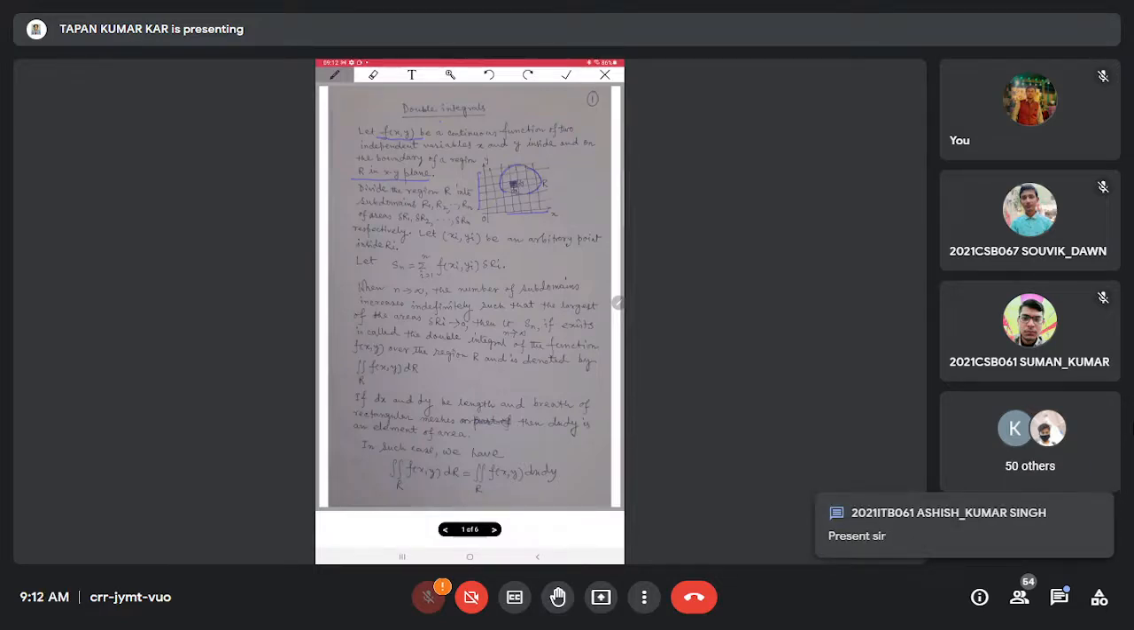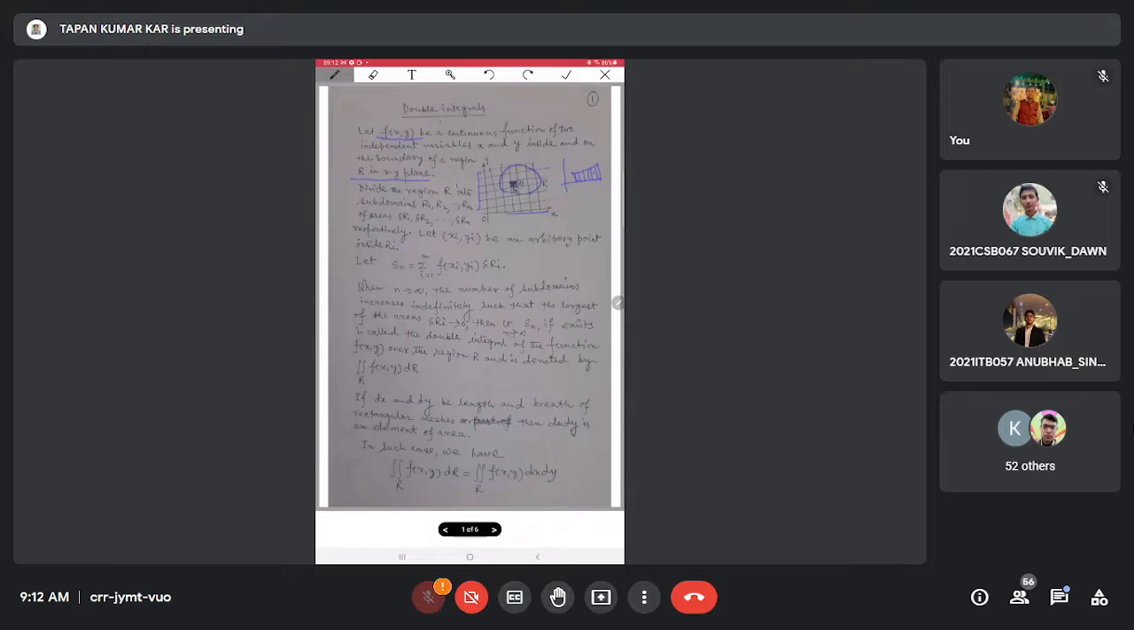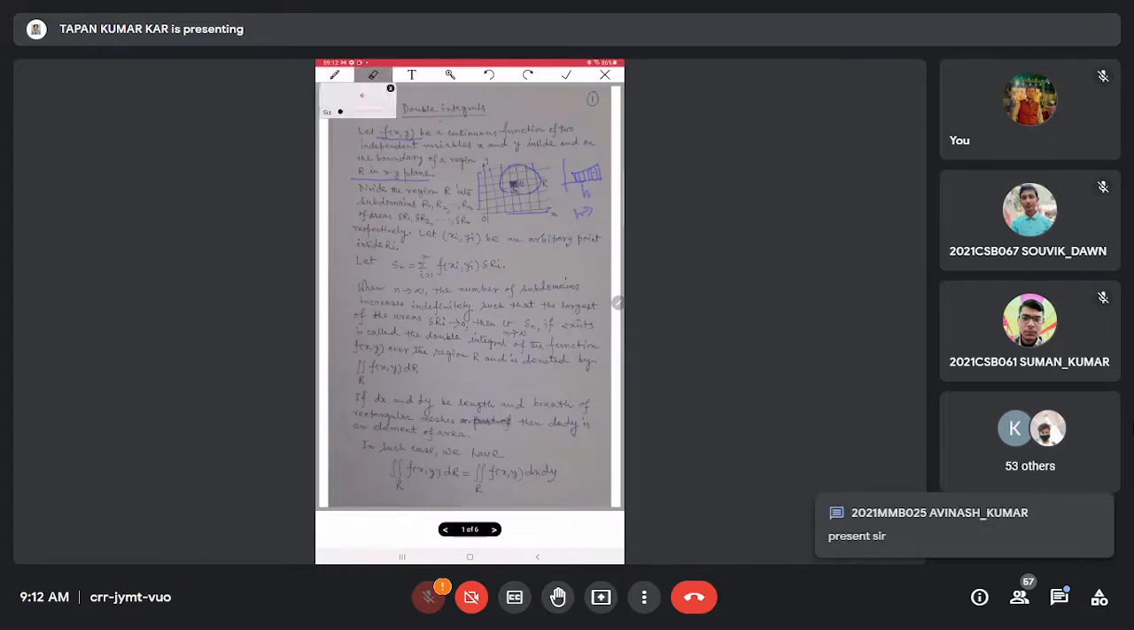Now what we have to do: in the case of a function of a single variable, you know that if the curve is this, then it is divided into several small strips, and then we integrate and take the limit. If this thickness is h, we consider h tends to 0, and so on. Here we are considering an area.